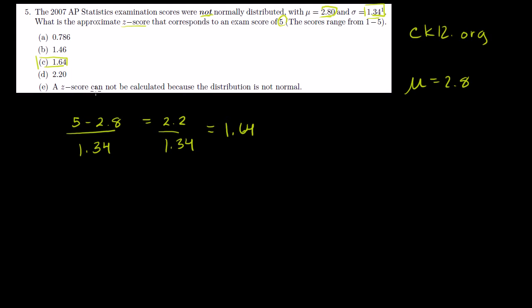I think the only tricky thing here might have been that you might have been tempted to pick choice E, which says a z-score cannot be calculated because the distribution is not normal. The reason you might have had that temptation is because we've been using z-scores within the context of a normal distribution. But a z-score literally just means how many standard deviations you are away from the mean. It could apply to any distribution that you can calculate a mean and a standard deviation for. So E is not the correct answer. A z-score can apply to a non-normal distribution. So the answer is C.